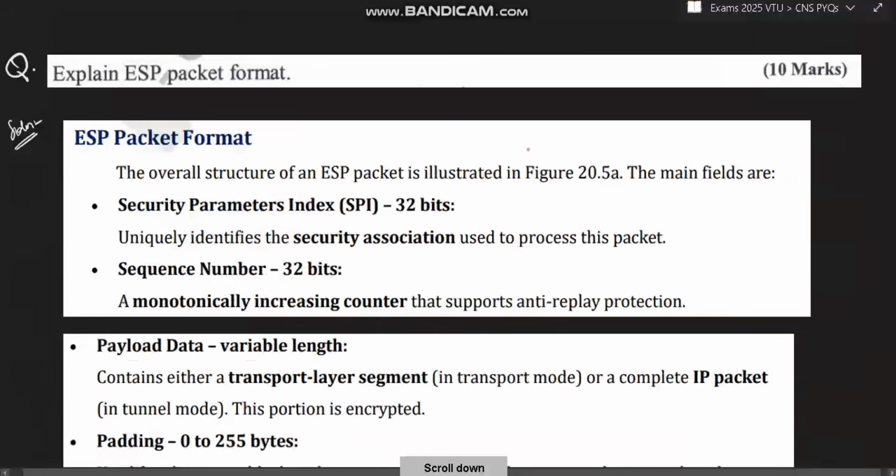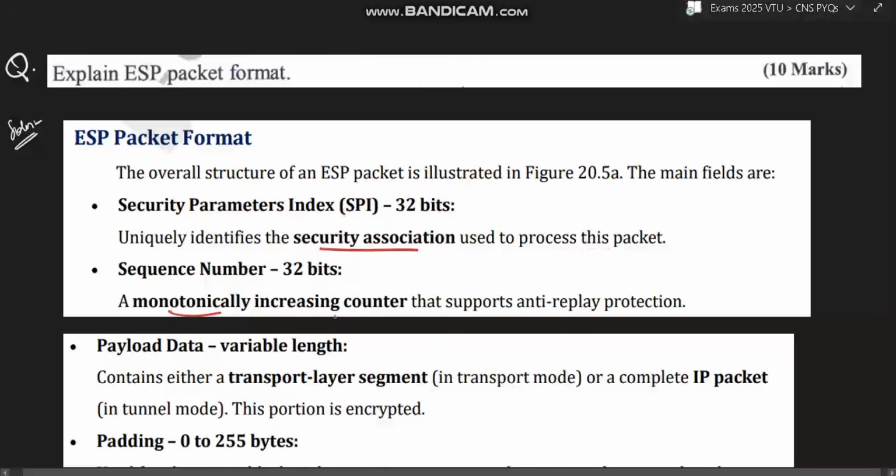Okay, next. Explain ESP packet format. Just now we discussed the ESP, right? Encapsulating security payload. So what is its format? How does it look? The overall structure is illustrated in the below figure. I'll show you. But before that, the main fields are security parameter index. What is SPI? It is a 32-bit index uniquely used to identify the security association to process this packet. So it is an index number.